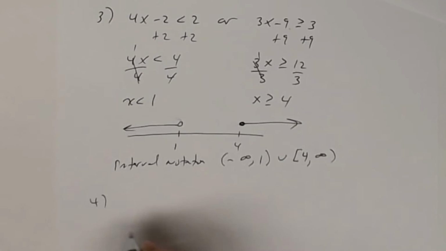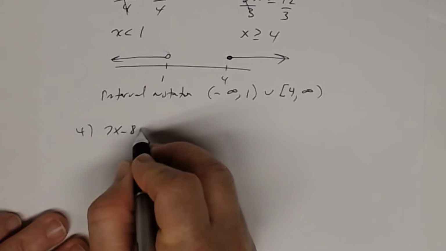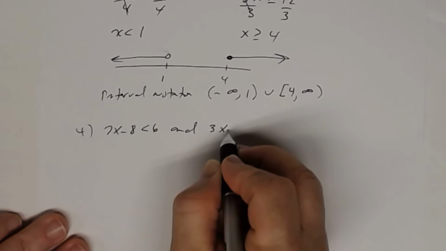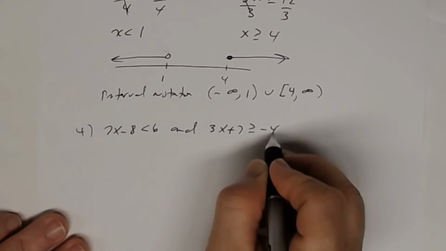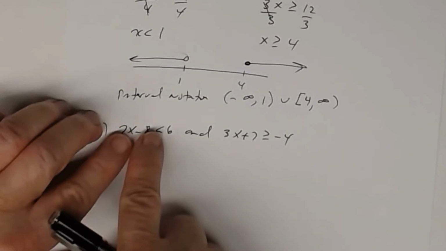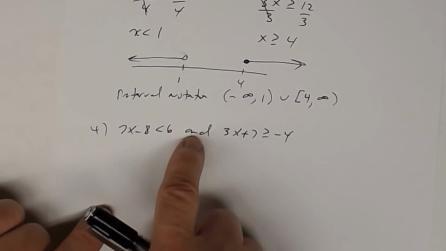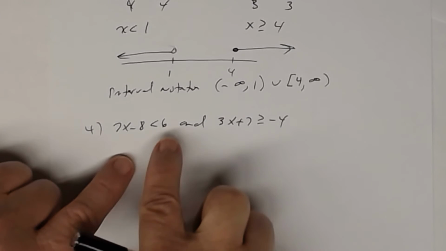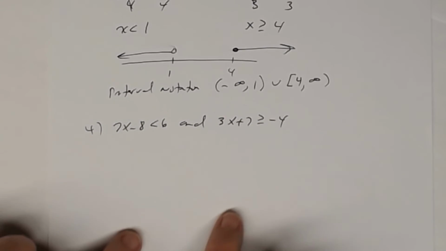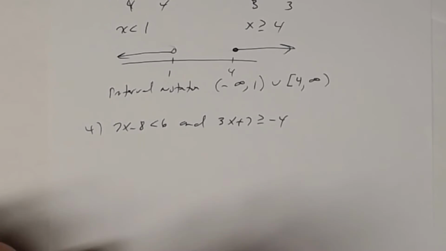All right, number 4. And then number 4 was an AND statement. You had 7x minus 8 is less than 6, and at the same time, 3x plus 7 must be greater than or equal to negative 4. Now, when solving an AND inequality, you're going to solve each one individually. And so what you're going to do, though, since that's an AND statement, is the solution to this compound inequality has to be what those 2 sets of solutions have in common.